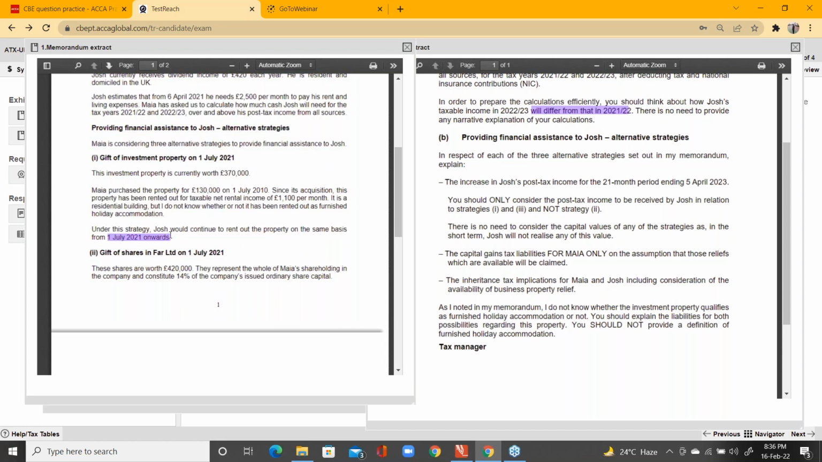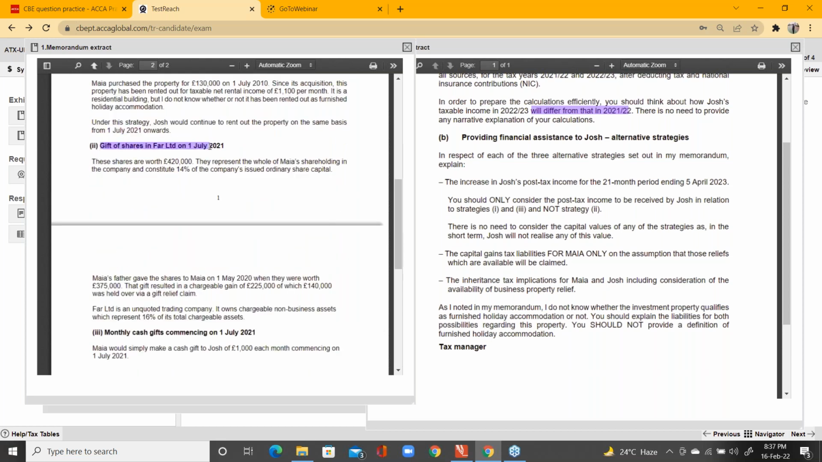Under this strategy, J would continue to rent out the property on the same basis from 1st July 21 onwards, as we are working for 2 years, 21-22 and 22-23. So from this date, J will start getting the rental income of 1100 per month. From this date to the next fiscal year end there is a time period in total of 21 months, because from July till 31st March 22, and thereafter from 6th April 22 to 5th April 23, the total time period is 21 months. Keep remembering this.